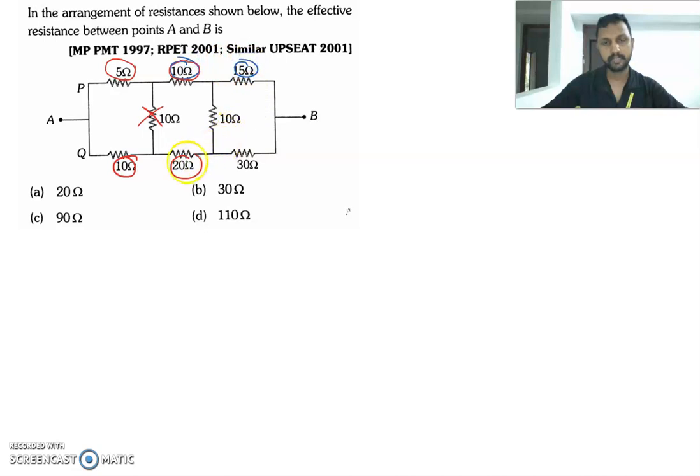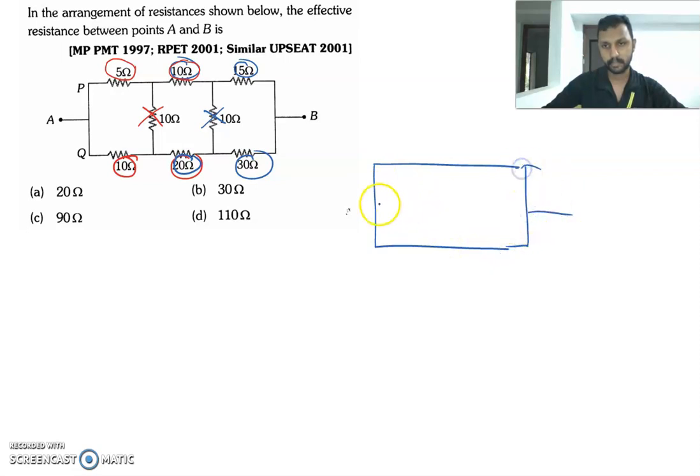10 by 15 will be equal to 20 by 30. Therefore, this is also obeying Wheatstone's principle. Therefore, this resistor can also be taken out of the circuit since no current will pass through. Therefore, we could redraw the circuit diagram like this.